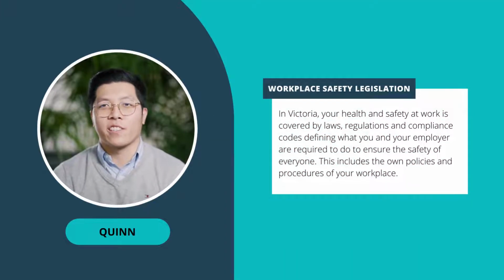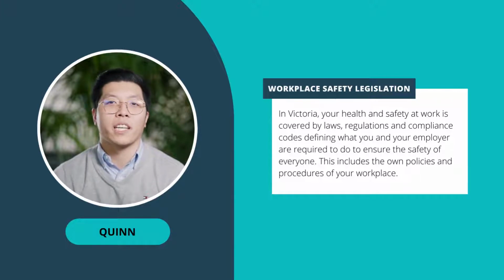Workplace safety legislation. When you work in Victoria, your health and safety at work is covered by laws, regulations and compliance codes that define what you and your employer need to do at work to make sure everyone is safe. Your workplace will also have its own policies and procedures that you must follow to ensure safety.